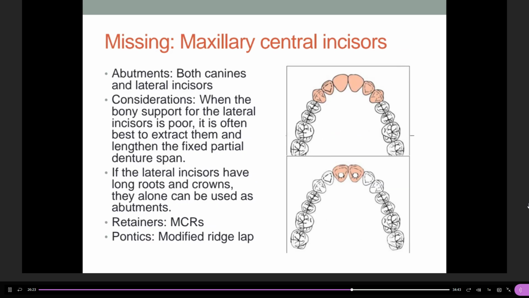Similarly, two maxillary central incisors missing. When two maxillary central incisors are missing, the lateral incisors are generally weaker. They are not sufficient to support two central incisors, so you take support of canine. So there will be four abutments for two missing teeth. So this will be a complex two teeth missing situation.